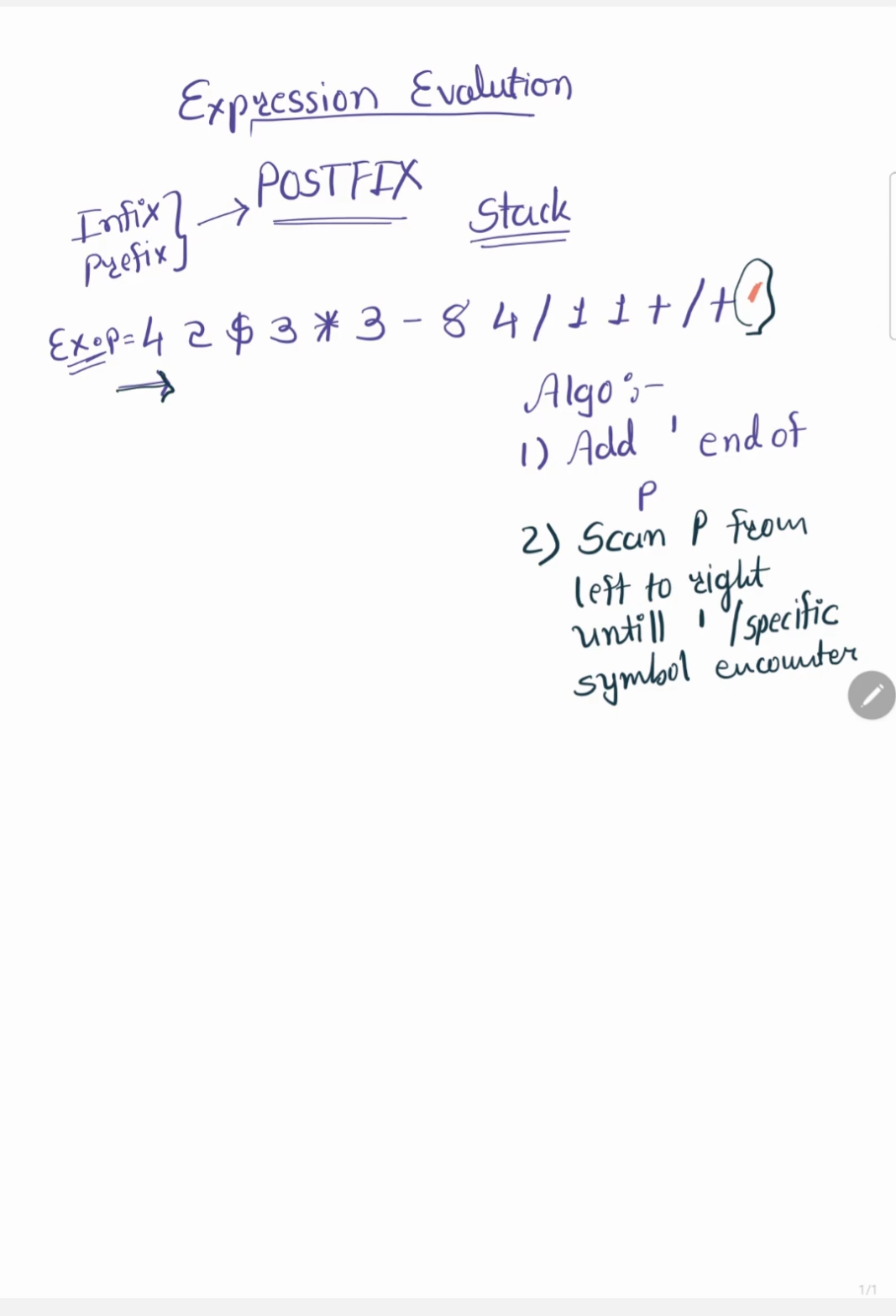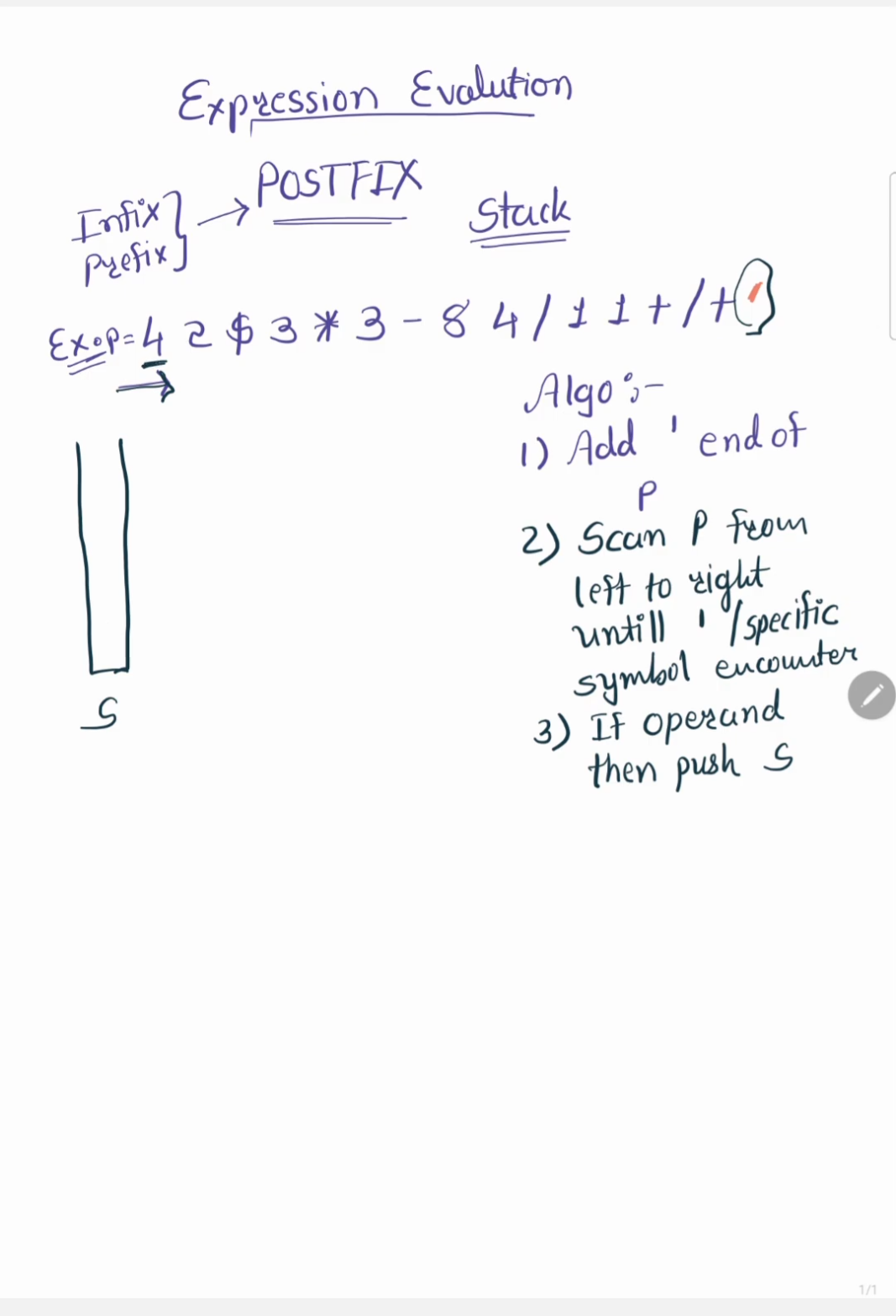Then next I need to check whether the character I'm scanning is an operator or an operand. If that element is an operand, then I need to directly push it to the stack. If operand, then push to stack S. Suppose I have this stack. This is my stack S.